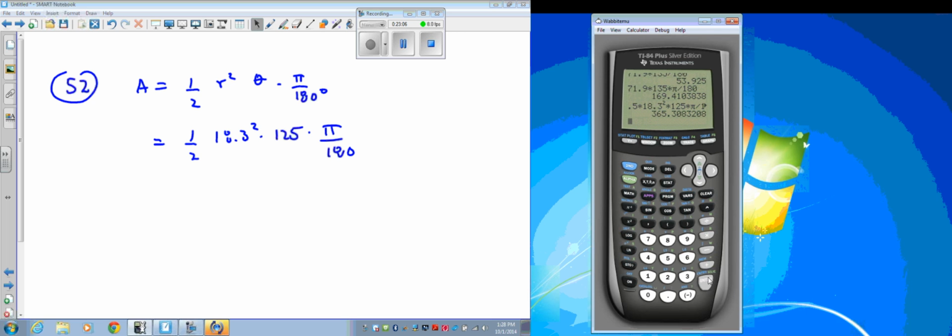Looks like I entered it right. 365. Is that what everyone got? $365. Okay. So any questions on that? It's just using the formulas. You just gotta plug the values in.